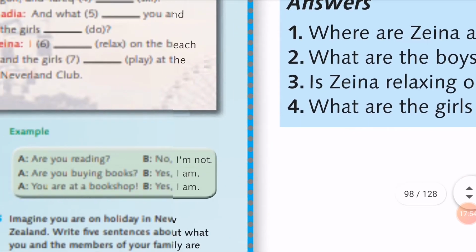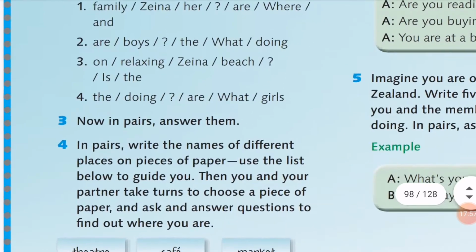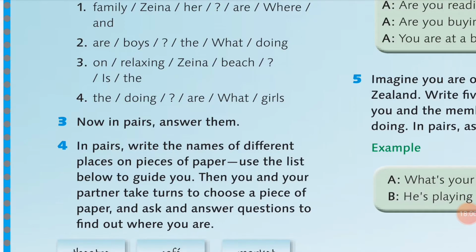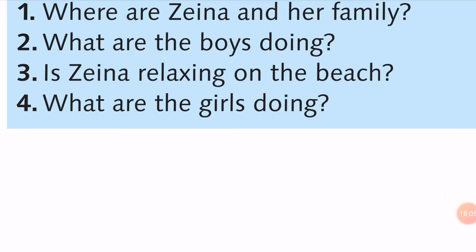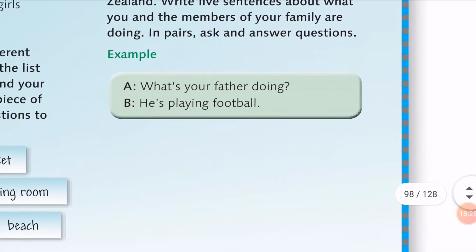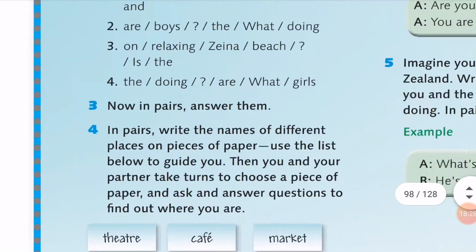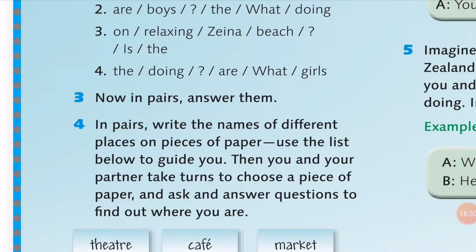Okay, now the next one here, number 3, on relaxing Zaina beach is the. The answer for number 3 is: is Zaina relaxing on the beach? Here the question is a yes/no question, not a WH question word. At the beginning we have the verb to be, is, plus subject Zaina, plus the verb with ing, relaxing on the beach. And you have to write the question mark.